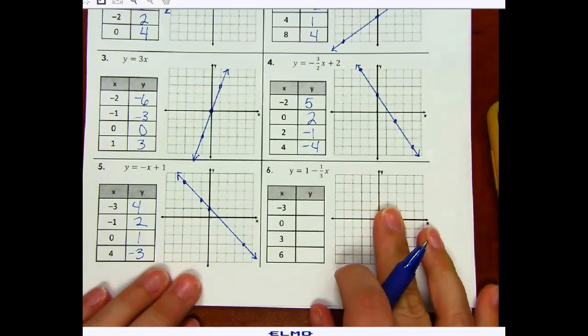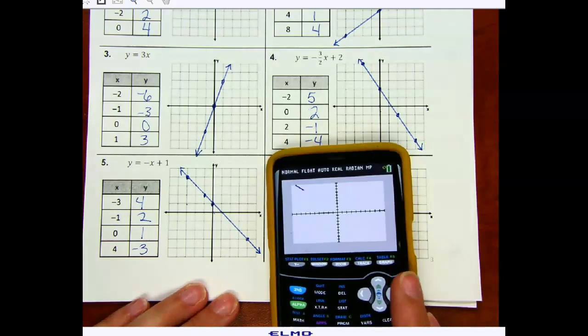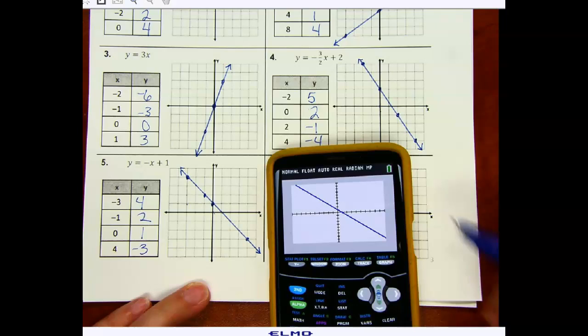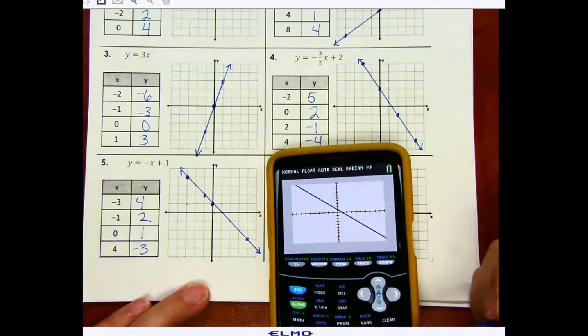And it is important that you make them straight, so please use a ruler or a straight edge of some kind. All right, and then if you want to double check, you just hit graph and it'll graph it, and sure enough, that's what it looks like. You can see right there it goes through 0, 1, just like ours does. That's great.